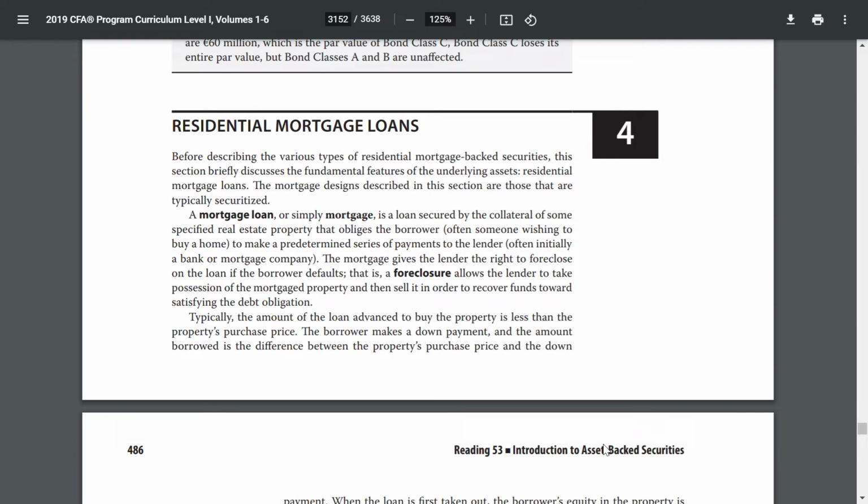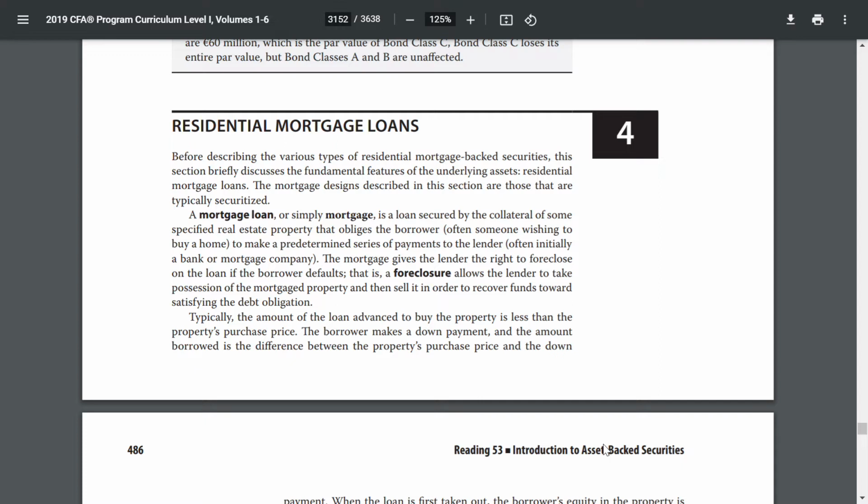Residential mortgage loans. Before describing the various types of residential mortgage-backed securities, this section briefly discusses the fundamental features of the underlying asset, residential mortgage loans. The mortgage designs described in this section are those that are typically securitized. A mortgage loan, or simply a mortgage, is a loan secured by the collateral of some specified real estate property that obliges the borrower to make a predetermined series of payments to the lender. The mortgage gives the lender the right to foreclose on the loan if the borrower defaults.